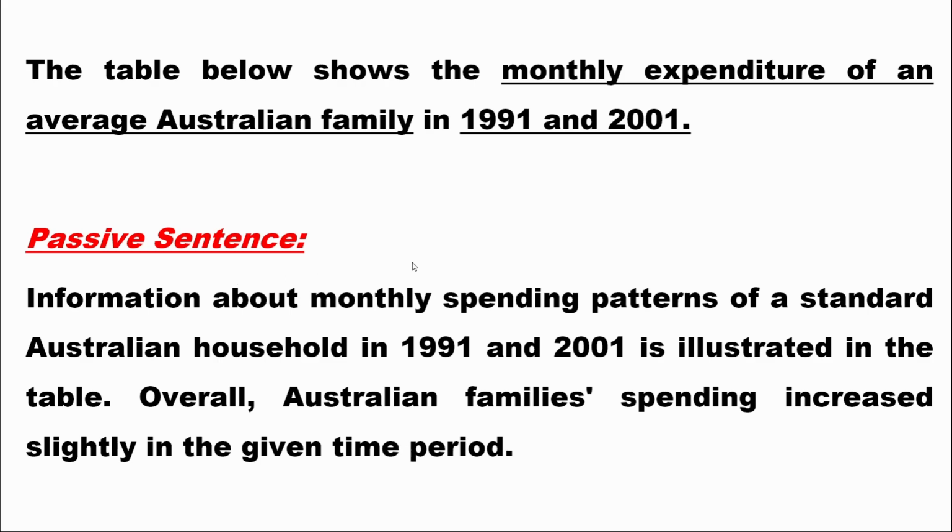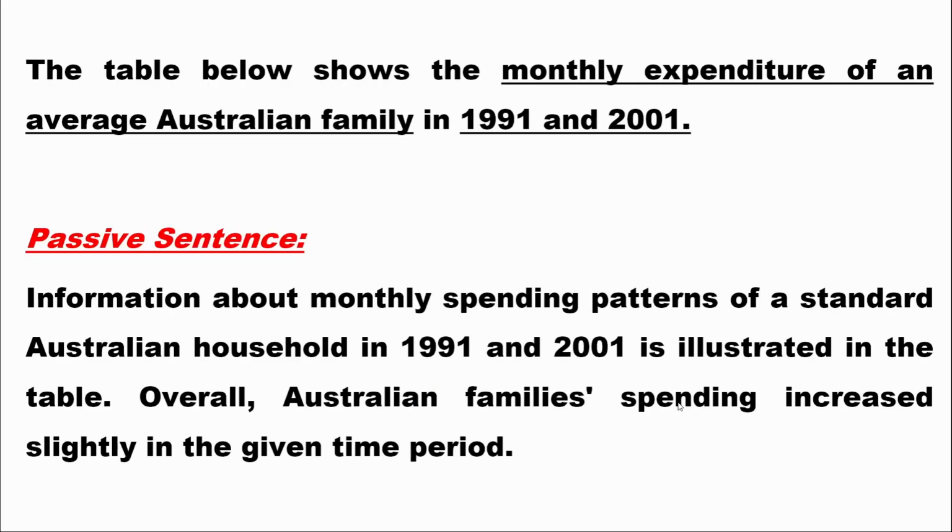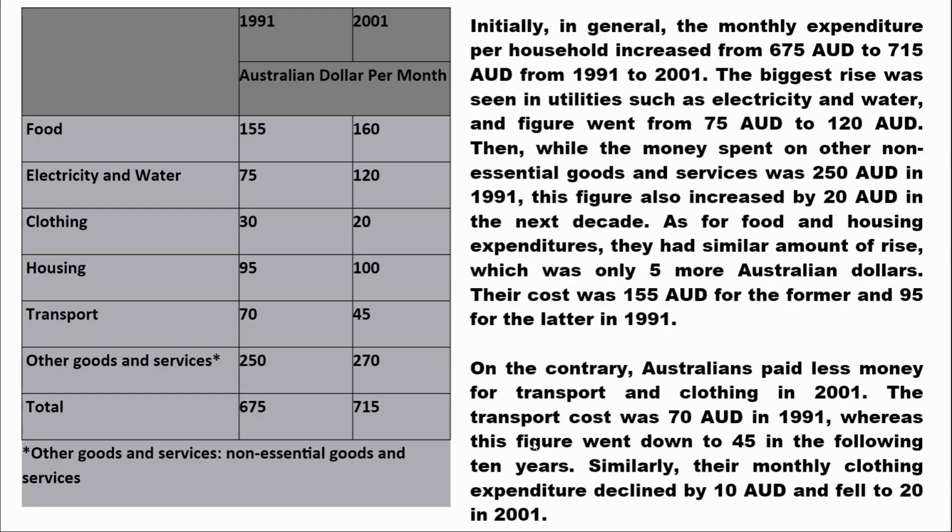Okay, so for passive sentence, how do you make it? Now you have the object, be verb 3 structure. Here your object is all the way here actually, because this is the information. Information about monthly spending patterns of a standard Australian household in 1991 and 2001 is illustrated in the table. Overall, Australian families spending increased slightly in the given time period. That's it. Okay. Now let's start writing.